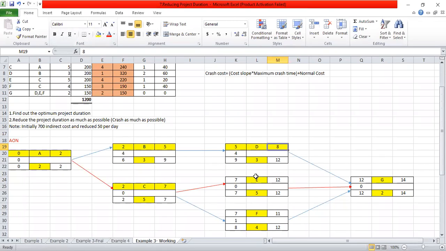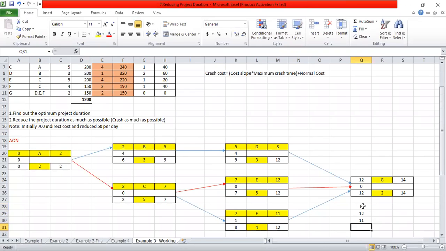And for this E activity, early start is 7. For that you have to add 5, and that is 12 here. And again for the F, it is 7. For 7 you have to add 4, that means 11. So can you see there are 3 durations here. 8 is there, 12 is there and 11 is there.